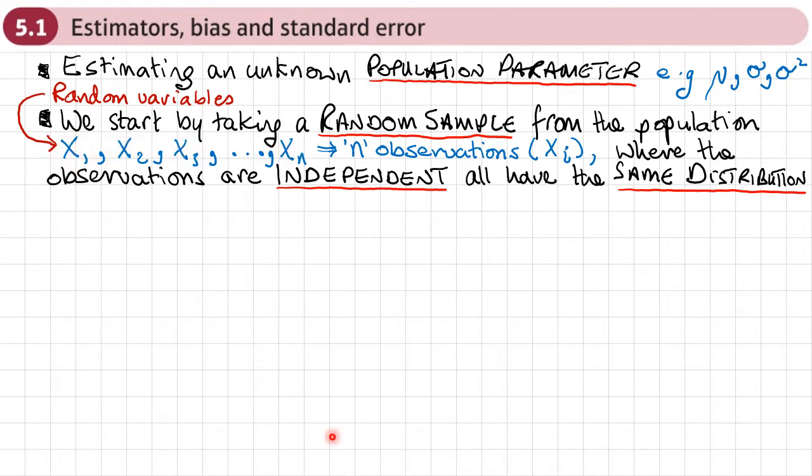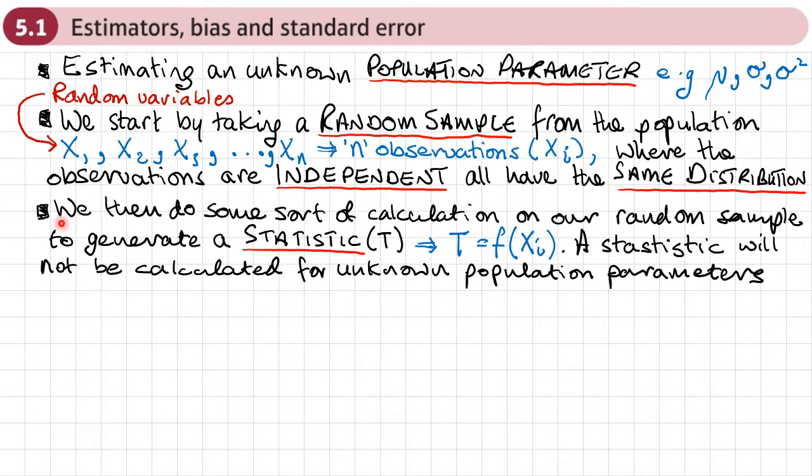Once we've got our random sample, we do some sort of calculation on it to generate what we call a statistic, and we use the letter T to represent that. Here T, our statistic, is some sort of function of our random variables. That may be something like the sum of our random variables, or the average, where we add them together and divide by the number of random variables we've got, n. It could be the difference between the largest and the smallest random variable, or the maximum value of the random variables.